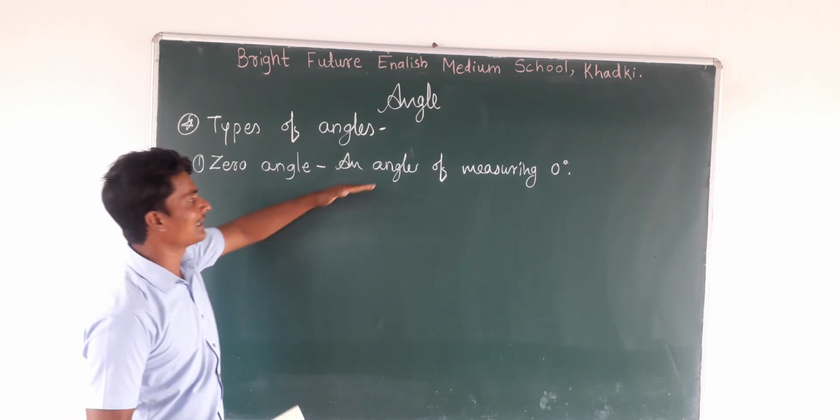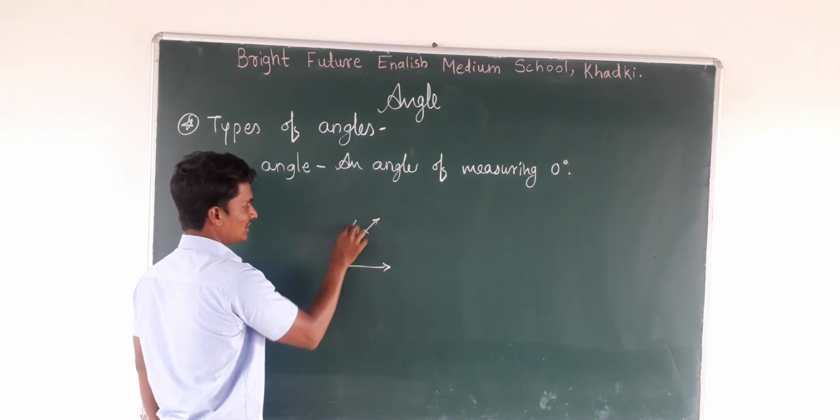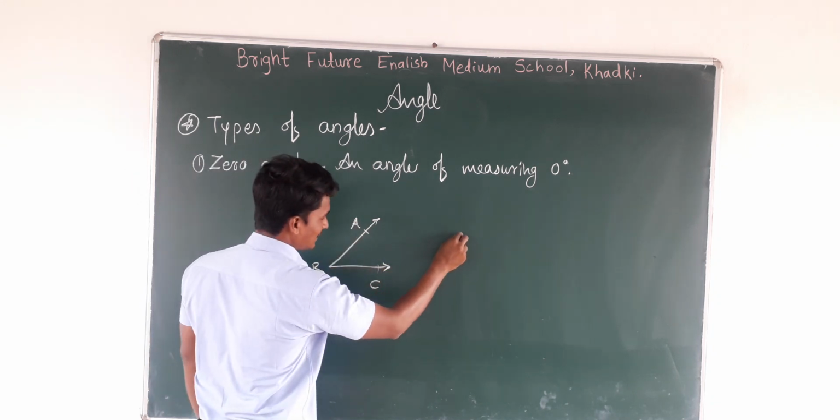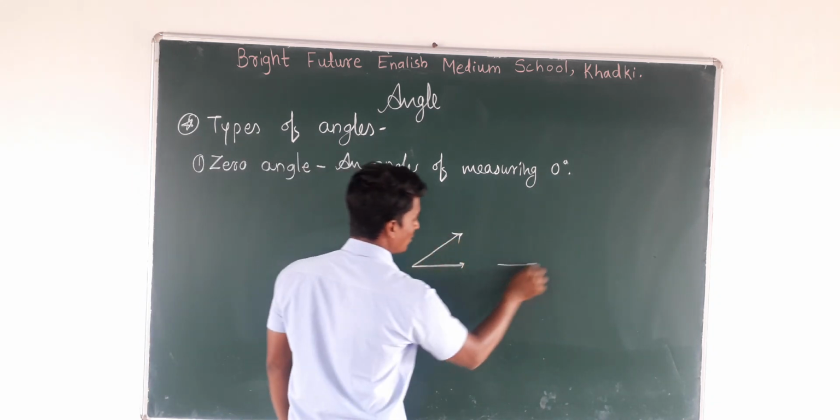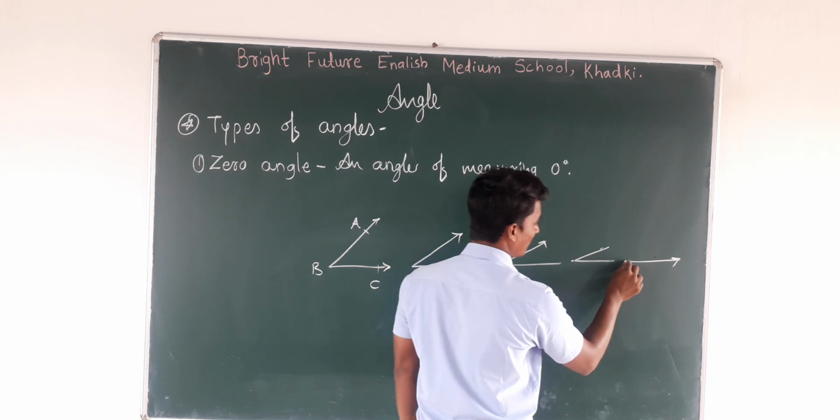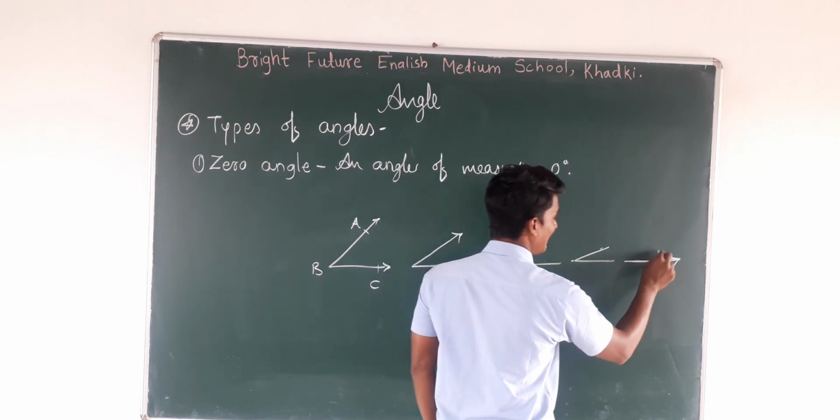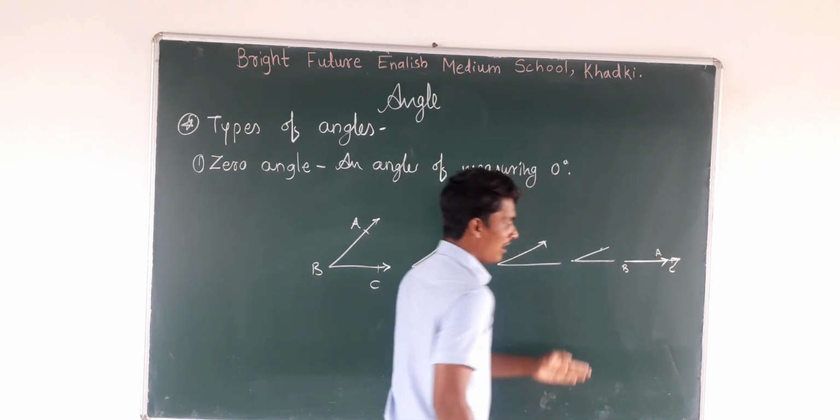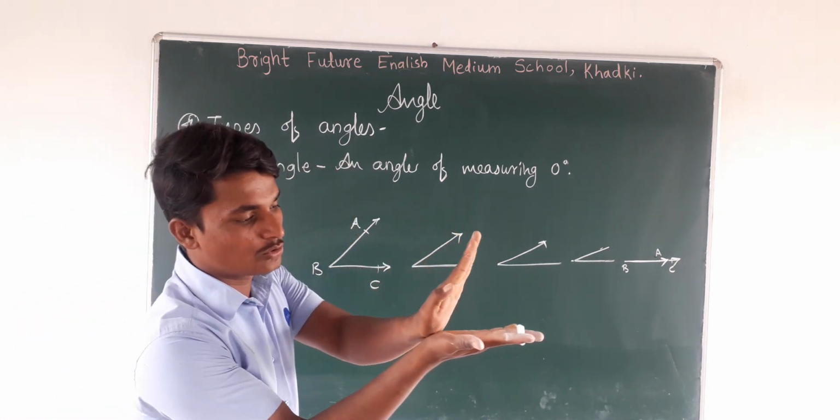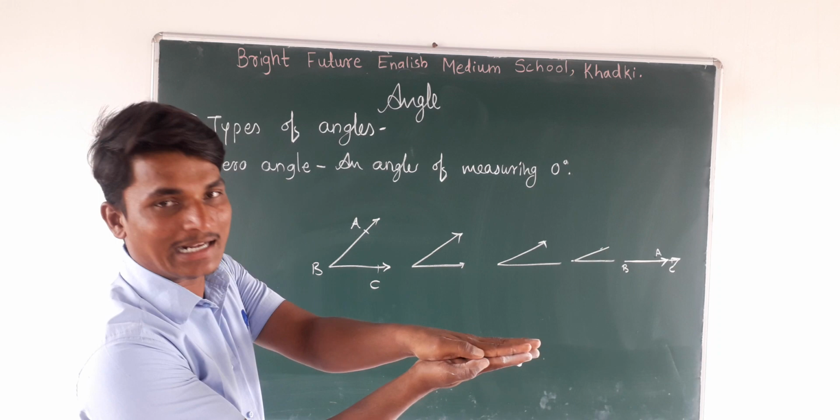When we consider two rays, suppose this is A, B, C. This is angle ABC. These are the two rays. When we close these two rays, again we close, and at one situation we find that both the rays are lying on each other. That means A, B and C: these are two different rays, and when we close them, at one situation both rays are lying on each other.